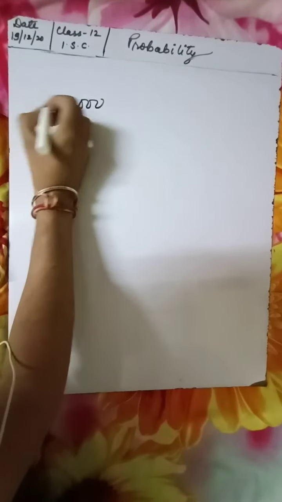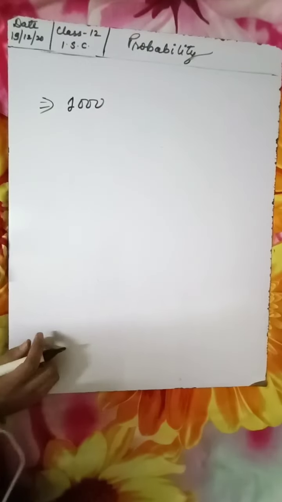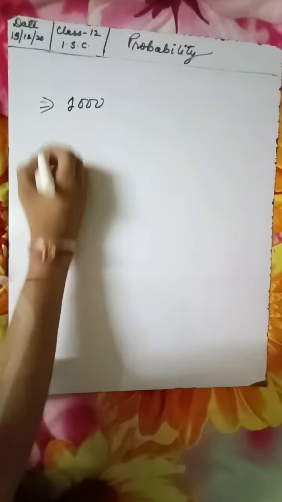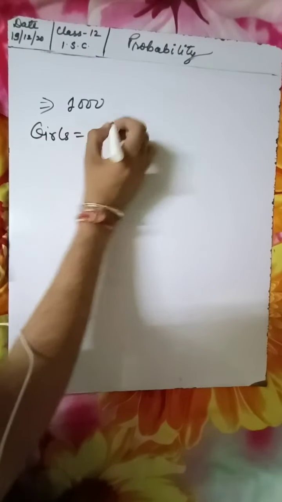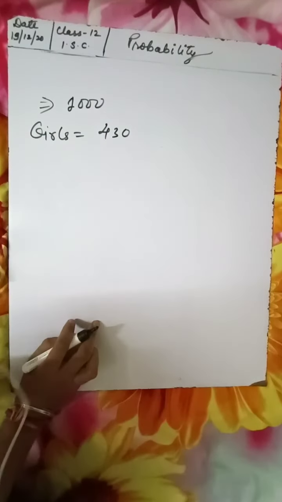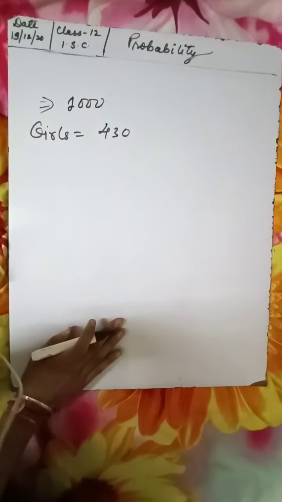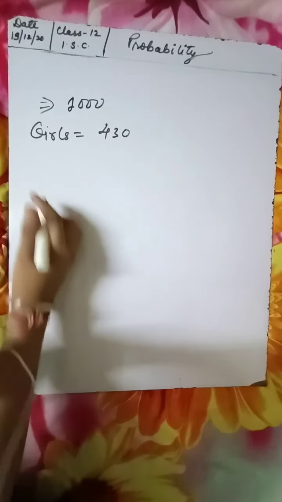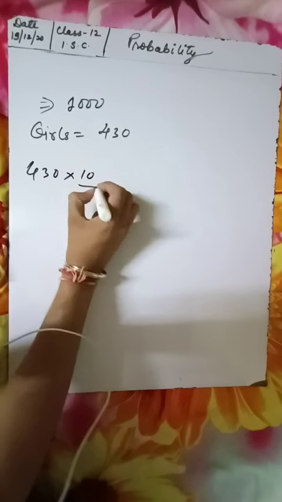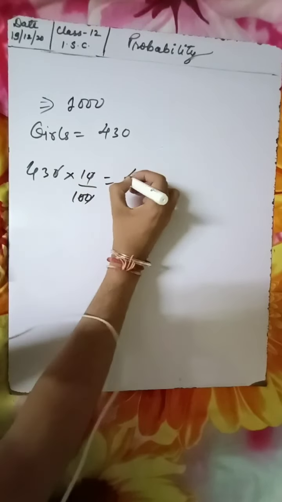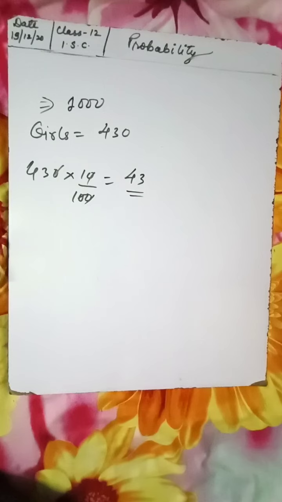Okay, next question is, in a school there are 1000 students. So the total number of students is 1000, out of which 430 are girls. It is known that out of 430, 10% of girls study in class 12th. So what will be 10% of this 430? It is 43. So 43 girls are there in the 12th class.